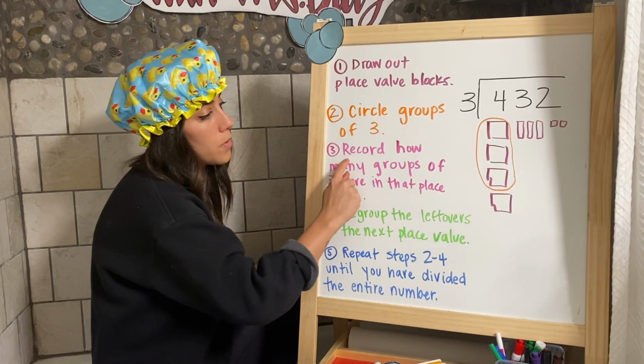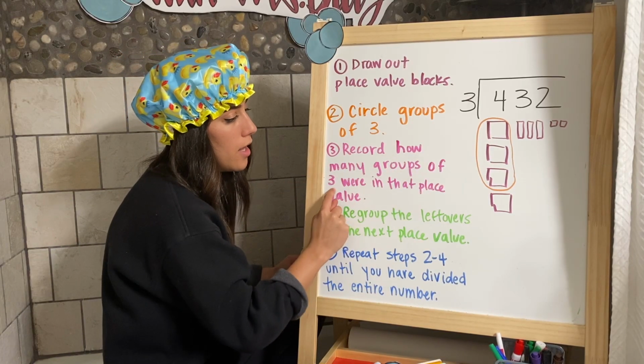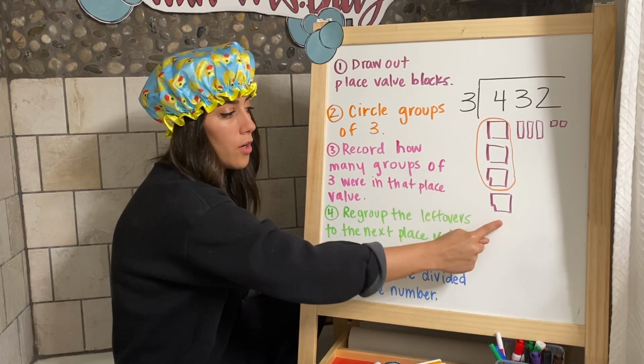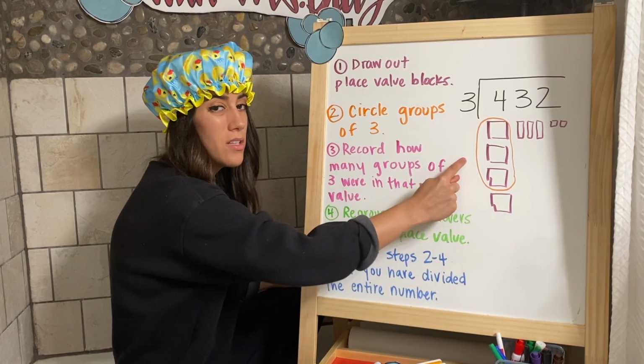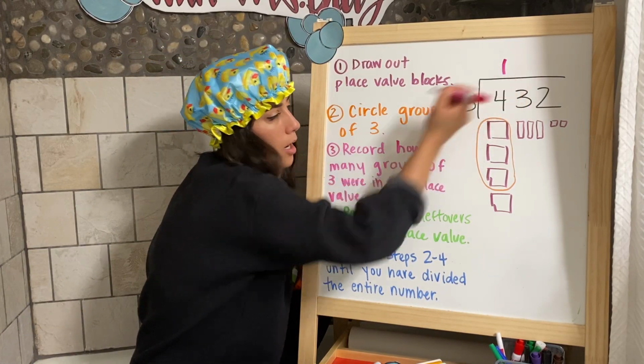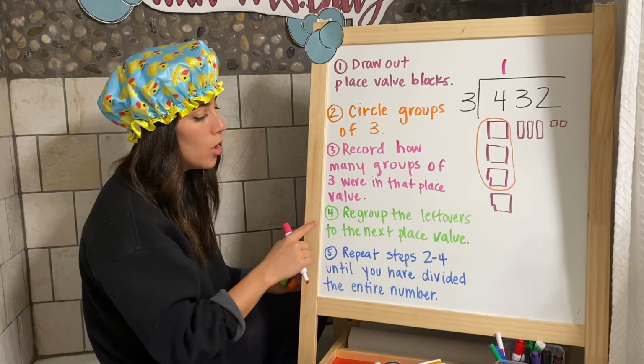The next step is to record how many groups of 3 there were in that place value. I only had one group of 3. There are no more hundreds to circle, so it is just one group of 3. I would record that on top. I have one group of 3.